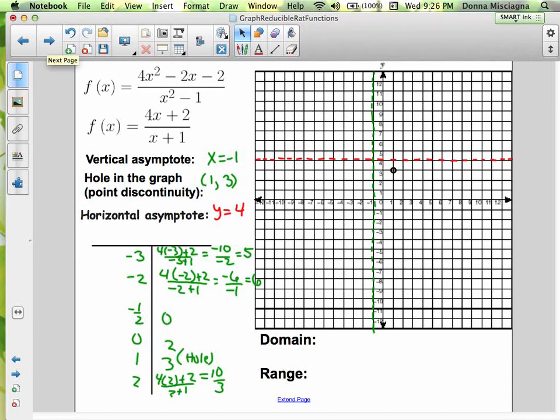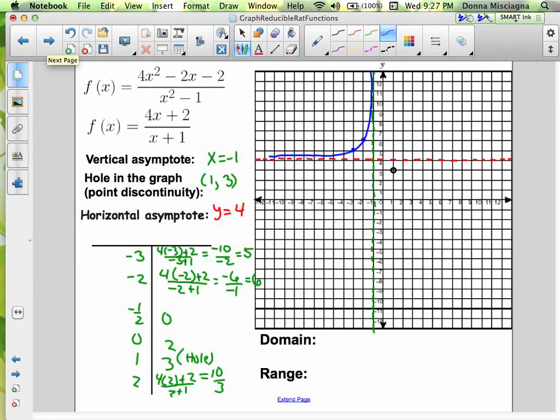All right, and I'll graph in blue, I guess. -3, 5, and -2, 6. That's probably sufficient. All right, so we will not cross the horizontal, and we will not cross the vertical. All right, there's that section of the graph.